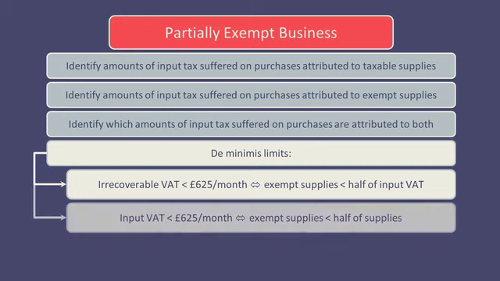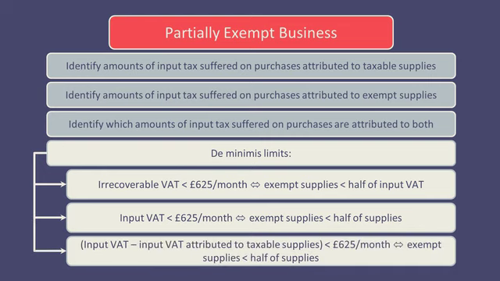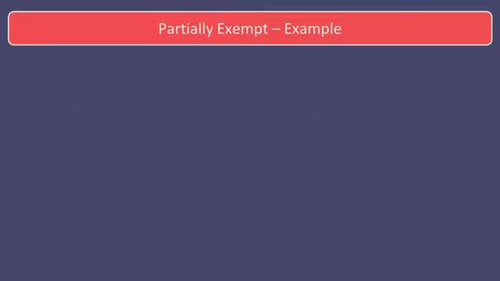If the total amount of input VAT is no more than £625 per calendar month, and exempt supplies are no more than half of the amount of total supplies, then all of the input VAT suffered will be recoverable. If the total amount of input VAT less input VAT directly attributed to taxable supplies is no more than £625 per calendar month, and exempt supplies are no more than half of total supplies, then all of the input VAT suffered will be recoverable. Let's work through an example to see how these rules would be put into action.